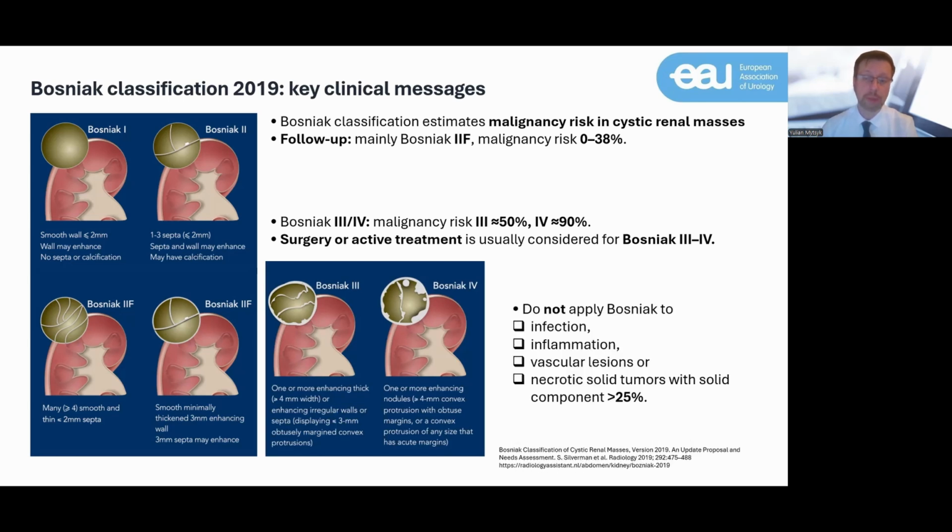And also, we do not apply Bosniak classification to infection, inflammation, vascular lesion, or necrotic solid tumor with a solid component of more than 25%. Also, small renal masses may not be characterizable due to partial volume averaging.